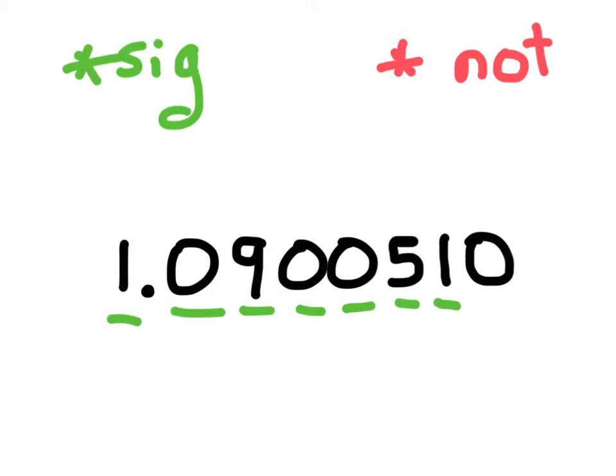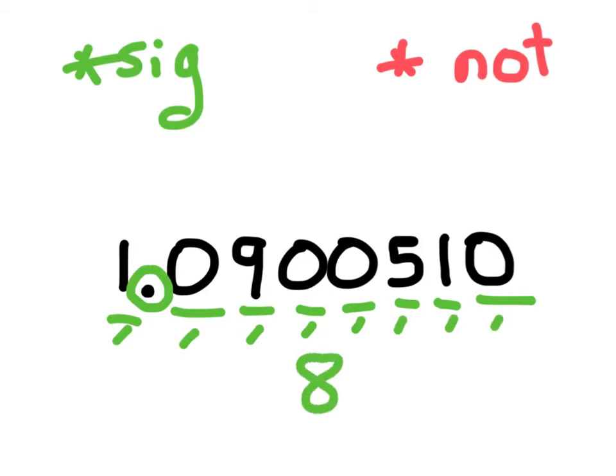What about that trailing 0? Look, here's the decimal. He counts. So let's count those up. 1, 2, 3, 4, 5, 6, 7, 8 significant digits.